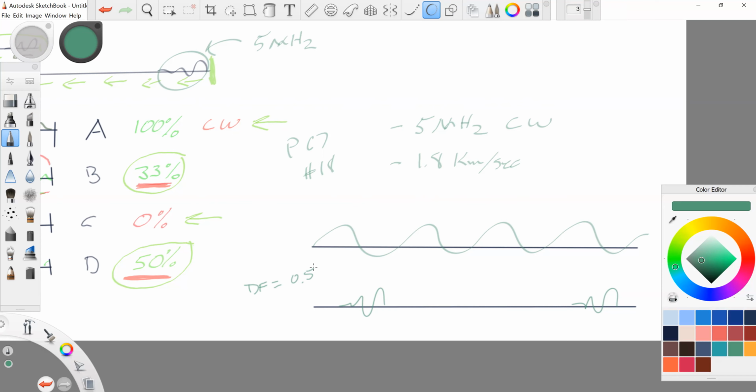Okay, so I wish I just read through the whole thing, right? Because here I am, drawing this pretty picture of a continuous wave, and then a pulsed wave with a duty factor of 5, and the 5 megahertz frequency operating, and it's 1.8 kilometers per second. And let's just read what the answer is. The propagation speed for pulsed and continuous wave sound is the same. In this case, 1.8 kilometers per second.